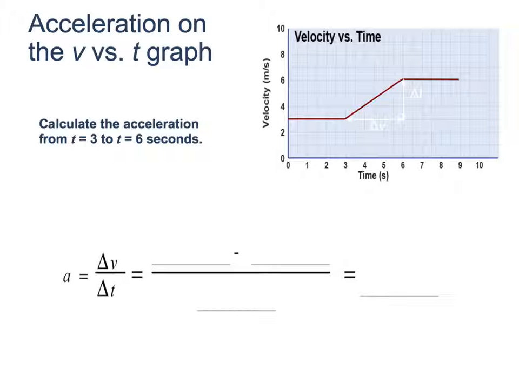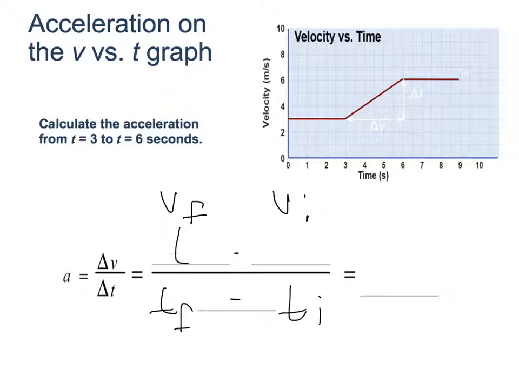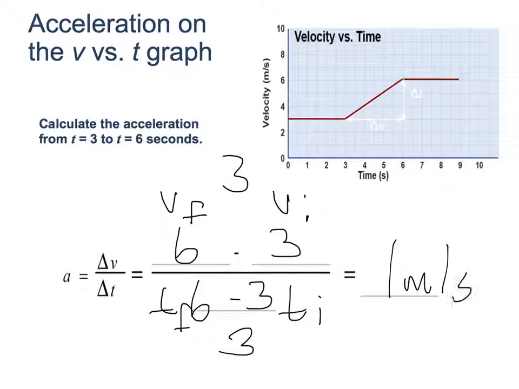Calculate the acceleration from t3 to t6. So I'm going to do this. The change in velocity is going to be Vf minus Vi, over Tf minus Ti. So if my final velocity was 6 and my initial velocity was 3, my final time was 6, my initial was 3, what does that give me? 6 minus 3 is 3, so 3 divided by 3 is 1 meter per second squared.